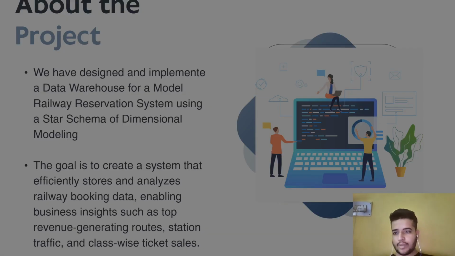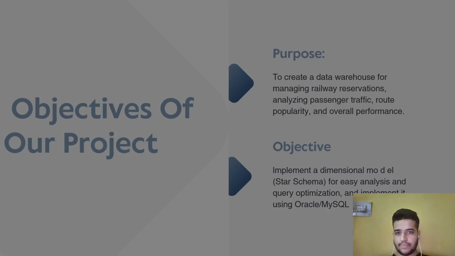We have designed and implemented a data warehouse for a model railway reservation system using a star schema of dimensional model. The goal is to create a system that efficiently stores and analyzes railway booking data, enabling business insights such as top revenue generating routes, station traffic, and class-wise ticket sales.